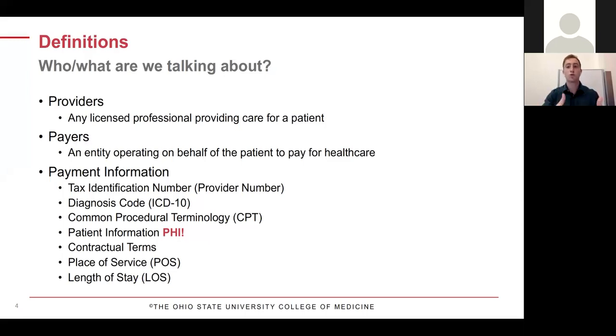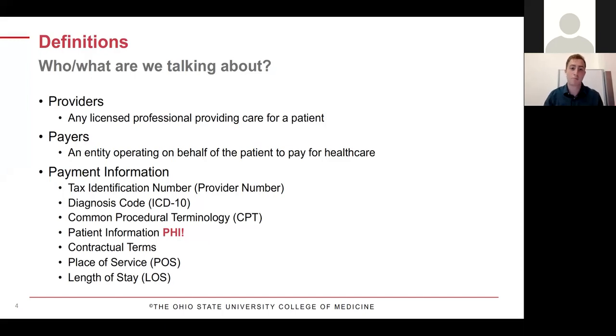And then it must include certain information like the tax identification number, the diagnosis code, common procedural terminology. And a lot of this shows up for providers within the electronic medical record. And that's why it's so important to have correct documentation. And I address this later on in the talk. But this is kind of where that overlaps and where the providers are held accountable for appropriate documentation in order to receive remuneration for the appropriate services that they've rendered.